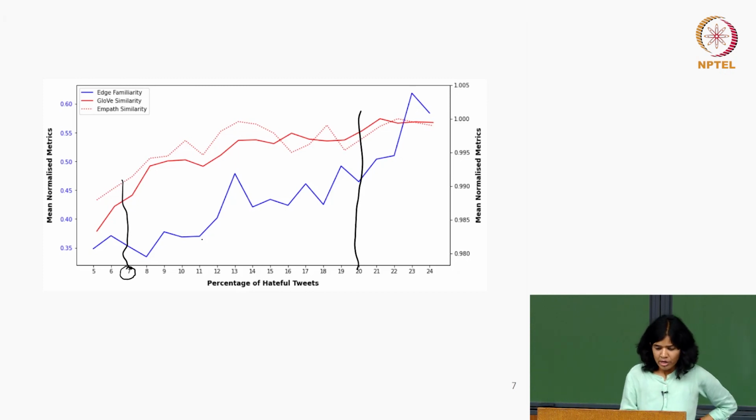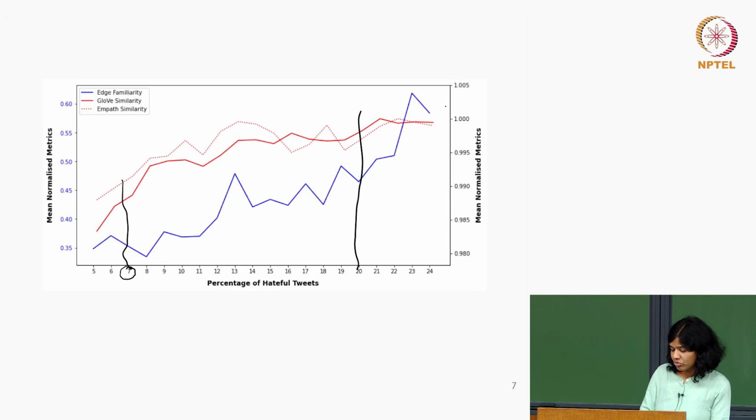There are two different ways we have computed similarity here: GloVe similarity and Empath-based similarity. GloVe is basically word embedding based similarity. Empath is basically topic based similarity. For both similarity ways, the familiarity is increasing.